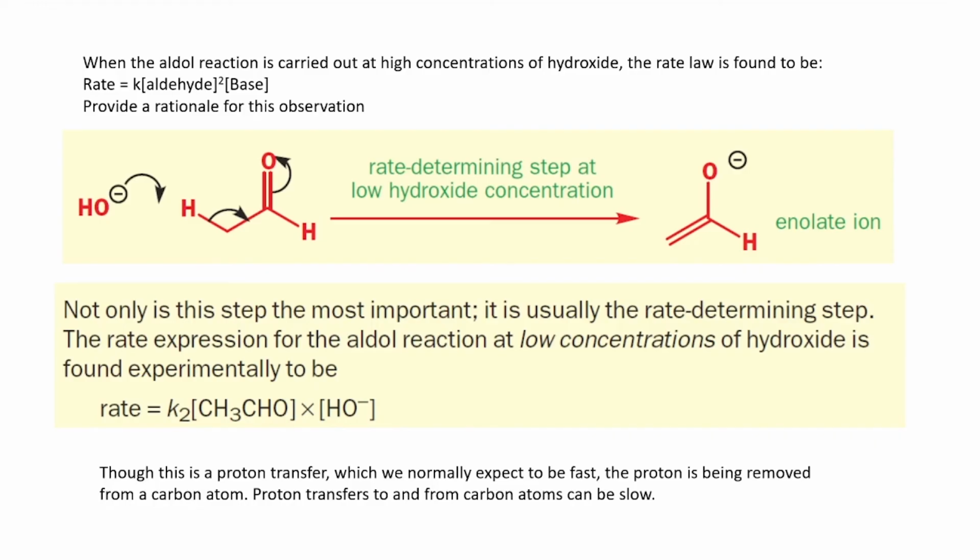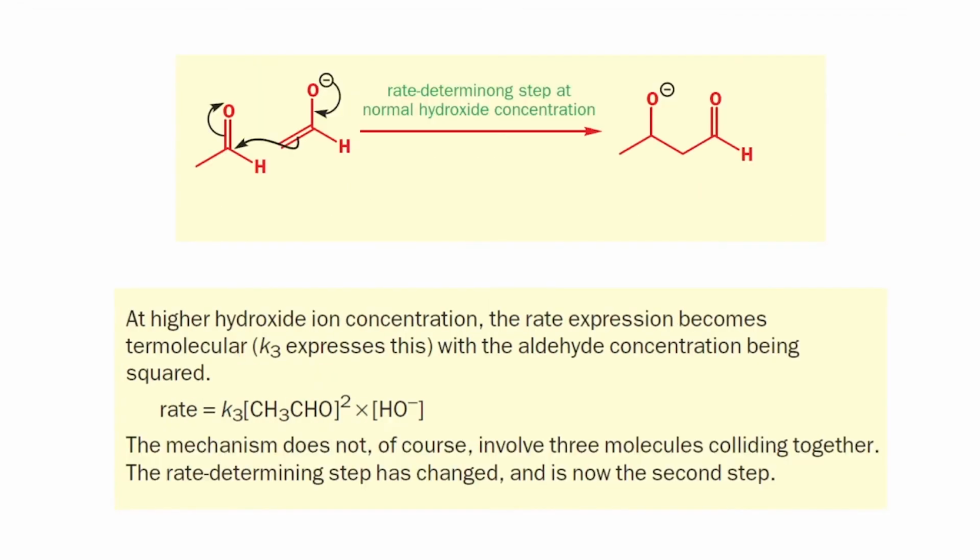But under the conditions where you have a high concentration of the base, what is observed, as we've already looked at, is that the rate is the square of the aldehyde concentration times the hydroxide ion concentration. So at higher hydroxide ion concentration, the formation of the enolate is going to be really fast, because you have a very large concentration of the base. So what it appears is that the next step, which is the reaction of the enolate with the aldehyde, might be the rate determining step.